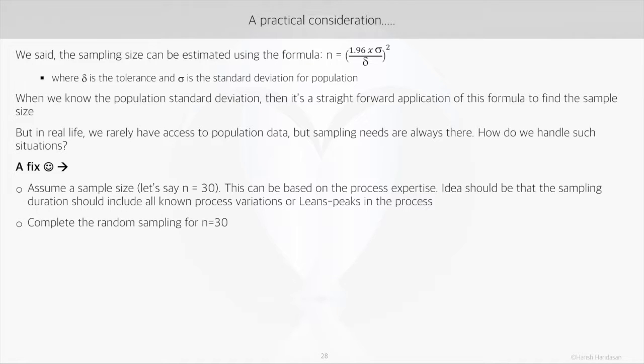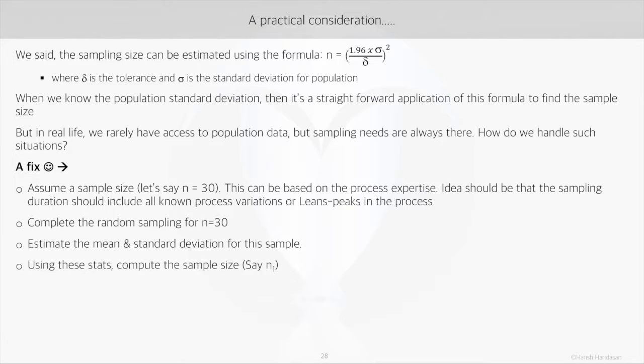Practically, we then complete the sampling activity. Then we take the mean and standard deviation for the sample collected. Use this data to compute the sample size. If this computed sample size is greater than 30, let's say we computed the sample size and it came to 45, which is greater than the initial sample size that we started off with, which was 30. So in this case, we take 15 more samples to reach the calculated sample size of 45.